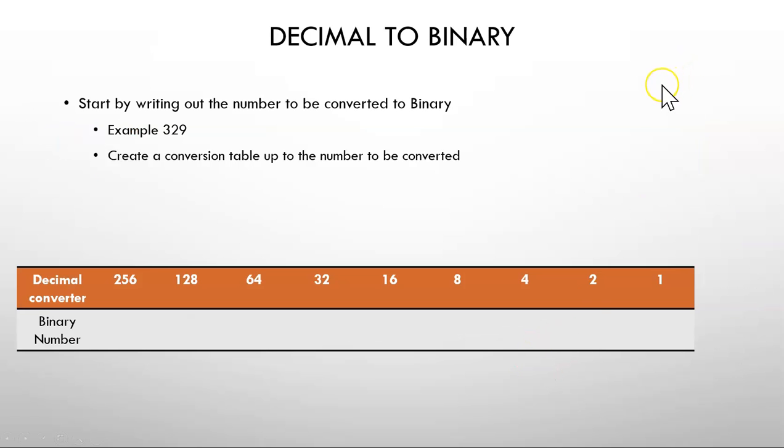To go decimal to binary, it's slightly more difficult, but it's not really that hard. So let's take a number such as 329. We're going to create a conversion table, again, up to the number to be converted. In this case, starting again with 1, doubling it, and continue doubling it. In this case, we get to 256. If we double 256, it would be 512. Well, 512 is larger than 329, so we can stop at 256. You can put 512 in there, but it won't make any difference because it'll just be 0, as you'll see.